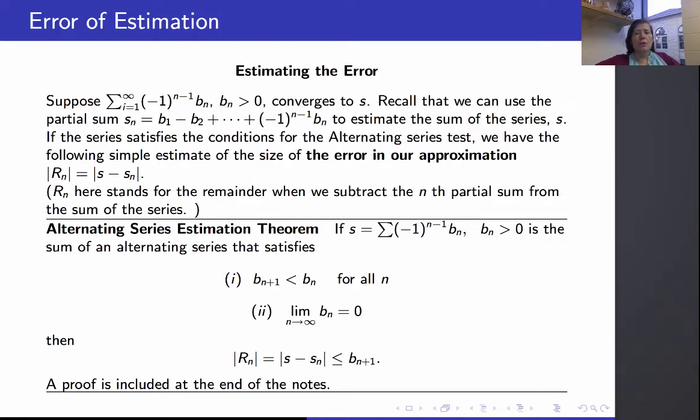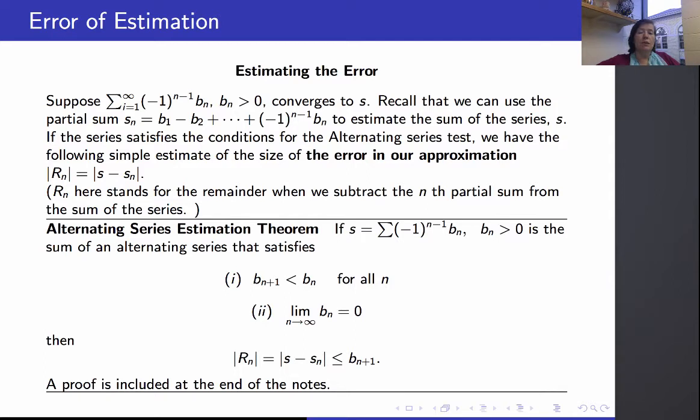Now suppose we've applied the alternating series test and we know that our alternating series converges to some number s, but we don't know what s is and we'd like to estimate it. One way of doing this might be just to take the sum of the first n terms of the series, the nth partial sum, which we've been calling Sn, as an estimate to the sum of the series.